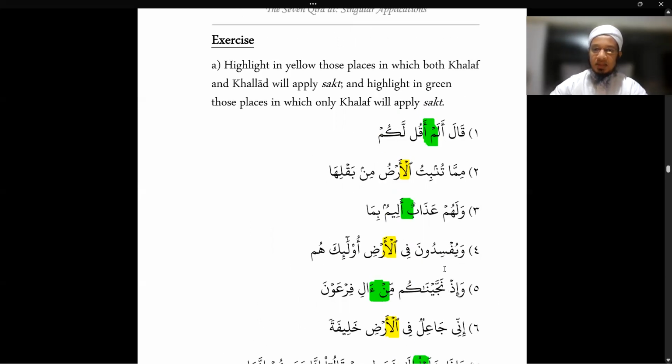Okay, now that we've done the highlighting, we can now proceed with the recitation of the verses. We see the color being highlighted, that's where the sakta will be applied. When you hear sakta, you know it is hamza. Okay, either khalaf or khallad. But in two separate words, then you know specifically it is khalaf. If it's on lam ta'rif or shay only, then you don't know exactly what it is. You'll have to try and listen for other applications.